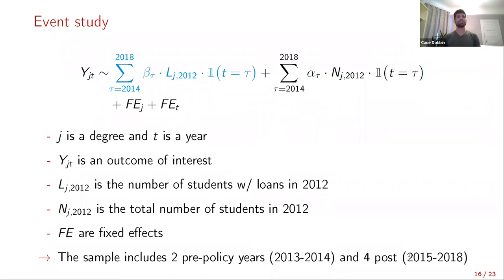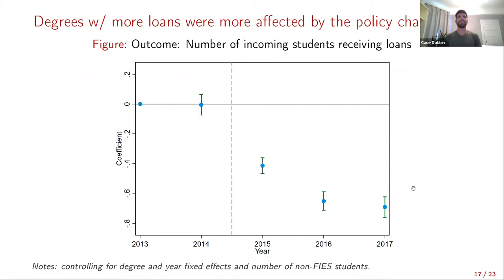Okay, so here's a test just to see if things make sense. The outcome here is the number of students receiving loans each year. And you see that between 13 and 14, degrees that had a lot of students with loans and degrees that did not have a lot were following the same trend. They're both growing, but they're growing at the same rate. So that's why you see that it is zero.